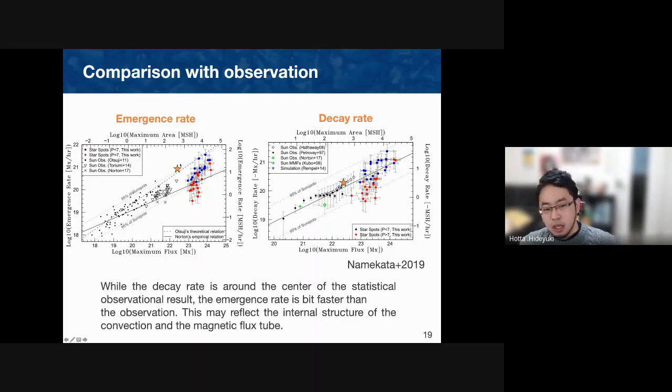But on the other hand, the decay rate shows a good agreement with the observation. This is my calculation, and it is in the good range of the observation. So this means that maybe the decay rate doesn't depend on the initial setting. The convection in the deep convection zone determines the decay rate. Actually, this asterisk shows Matthias Rempel's calculation. His calculation also shows a good agreement with the observation. So maybe if the convection is good, the decay rate shows a good agreement. Okay, so this is the emergence rate and the decay rate.